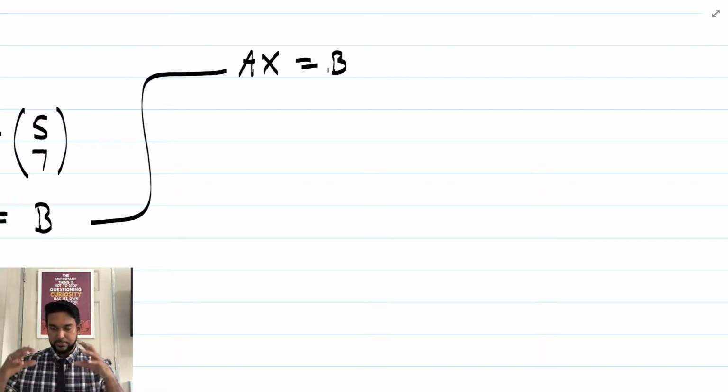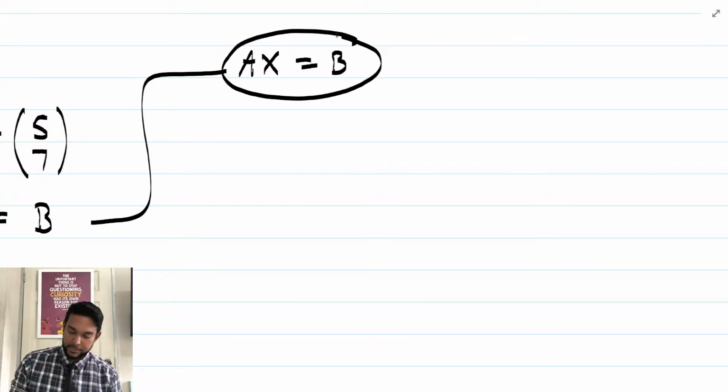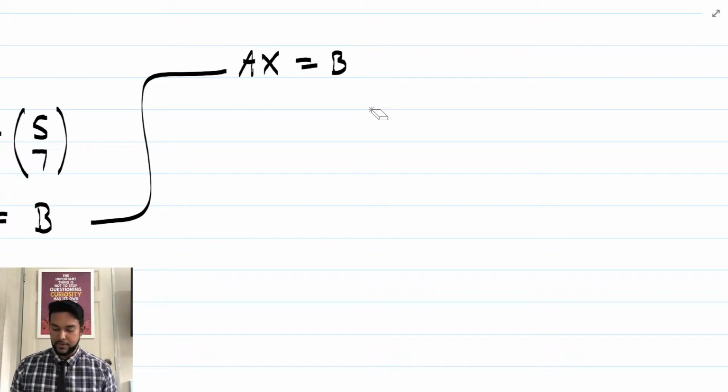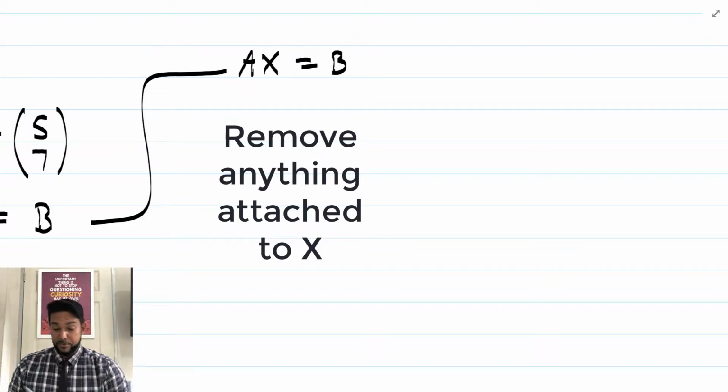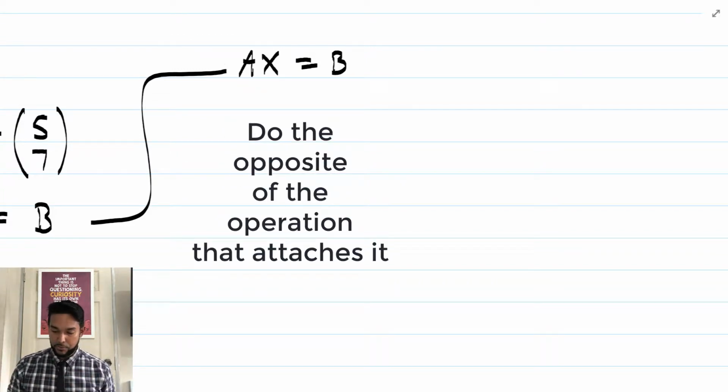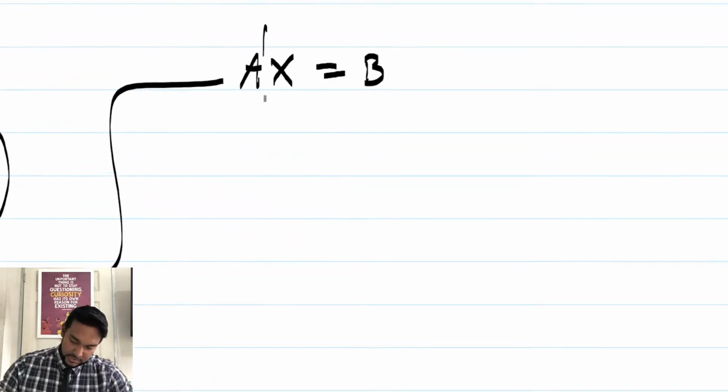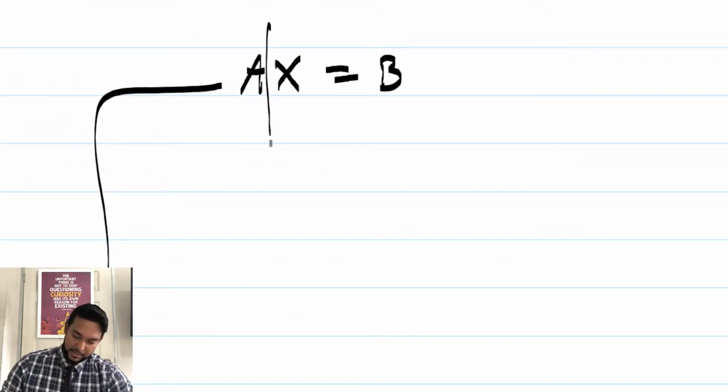And let's just come out of matrix mode for a little while. Let's just imagine that this was simply an algebraic equation and we had to solve for X. Now, normally if we have to solve for X, we have to remove anything currently attached to the X. And we remove it by doing the opposite of the operation that attaches it. What's the understood operation here between A and X?